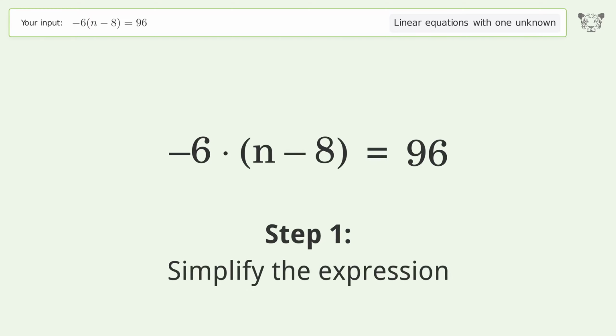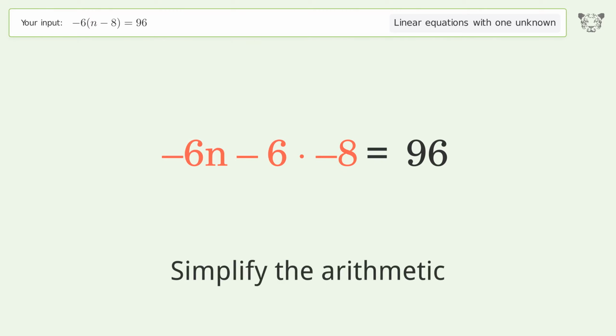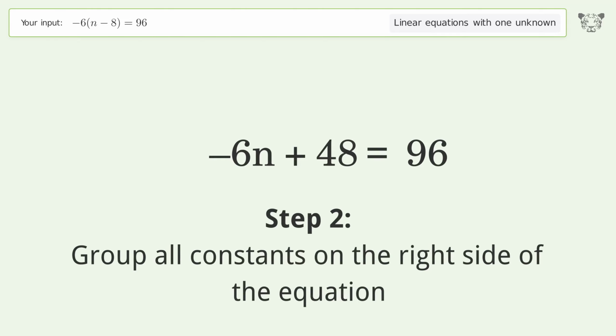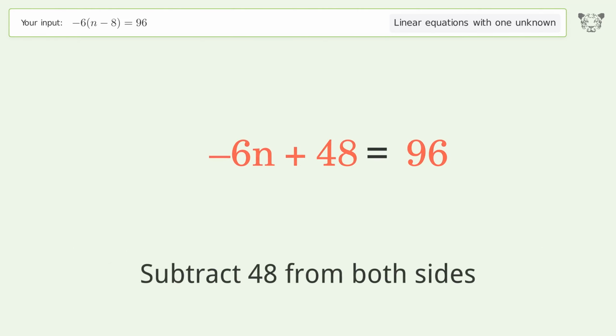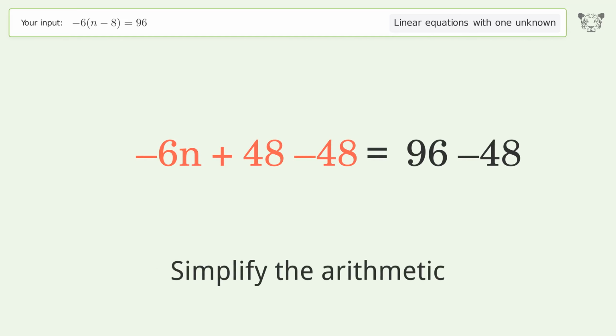Simplify the expression. Expand the parentheses. Simplify the arithmetic. Group all constants on the right side of the equation. Subtract 48 from both sides. Simplify the arithmetic.